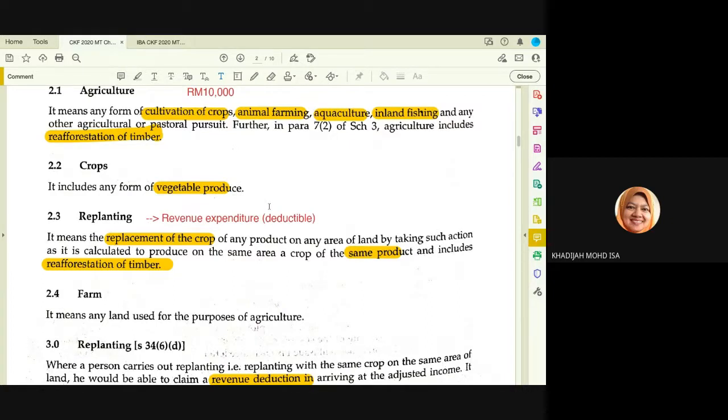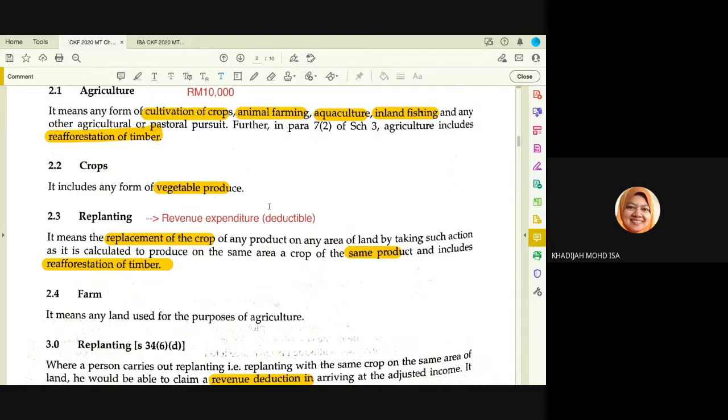Just now remember that they say to exclude replanting. What is replanting? It means the replacement of the crop of any product on any area of land by taking such action as is calculated to produce on the same area a crop of the same product. And that includes reforestation of timber. So when you have replanting, you are replacing the old crop with the same crop or the same product. That is called replanting. When you have replanting, it's a non-qualifying expenditure.